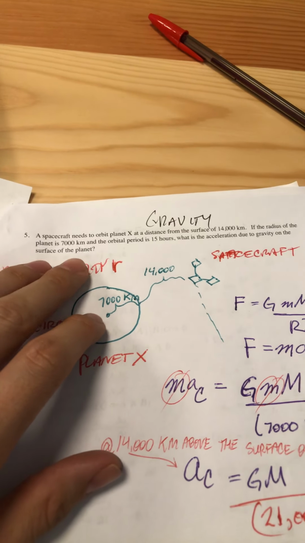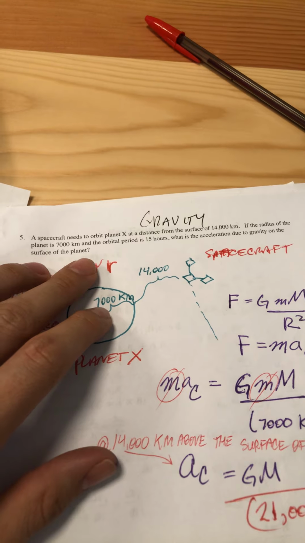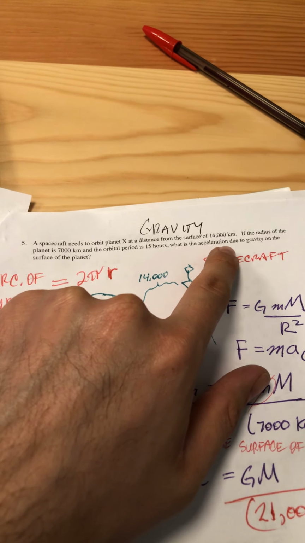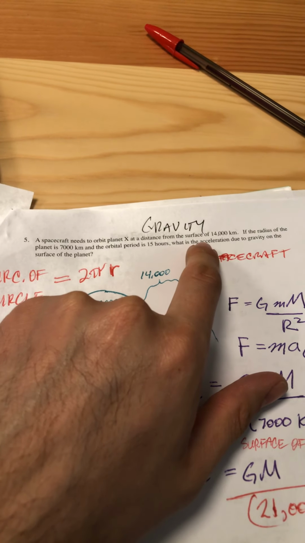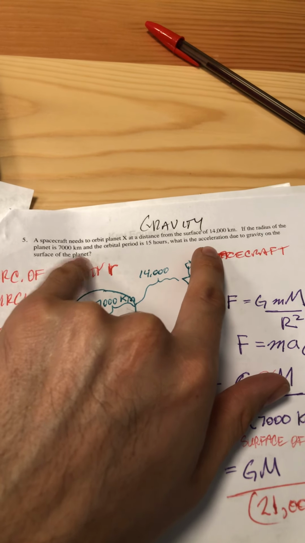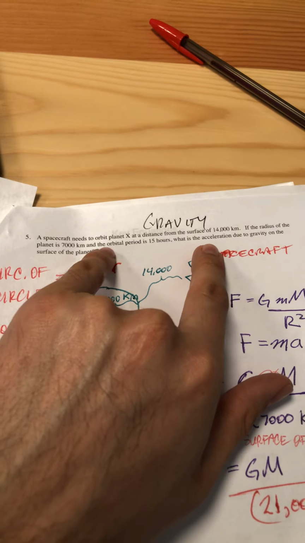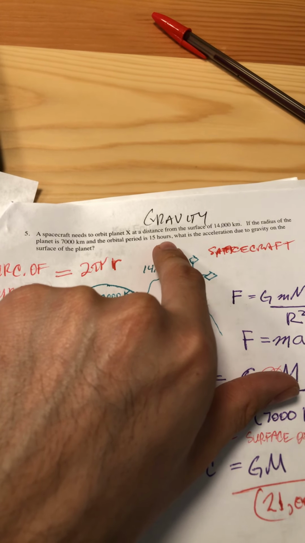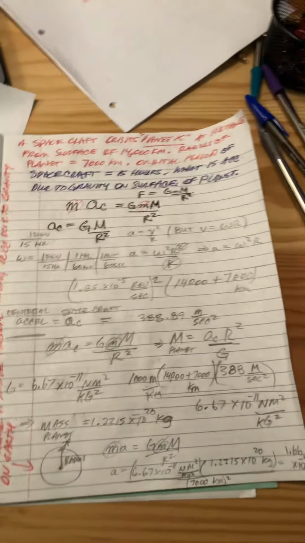Anyways, so this question: a spacecraft needs to orbit planet X at a distance from the surface of 14,000 kilometers. So this is 14,000 kilometers away from the surface. If the radius of the planet is 7,000 kilometers and the orbital period is 15 hours, what is the acceleration due to gravity? So I went ahead and, let's try to see if you can follow along.